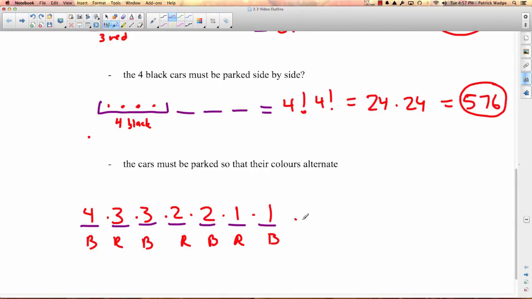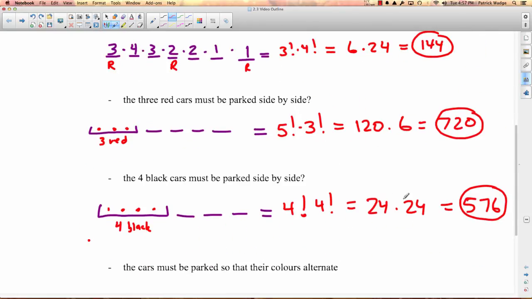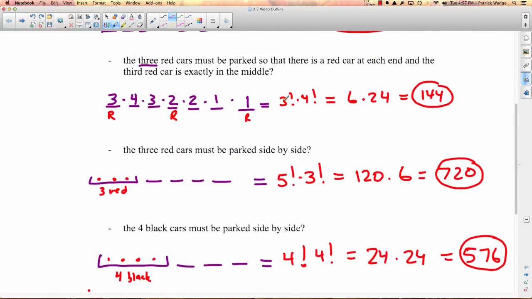And fundamental counting principle, multiply them all. Or the other way we can think of it is, to place the black ones, it is 4 factorial. To place the red ones, it's 3 factorial. 4 factorial, 4 times 3 times 2 times 1 is 24. 3 factorial, 3 times 2 times 1 is 6. Multiply those, you get 144. It's actually a really, really similar question to the one we did right up here.